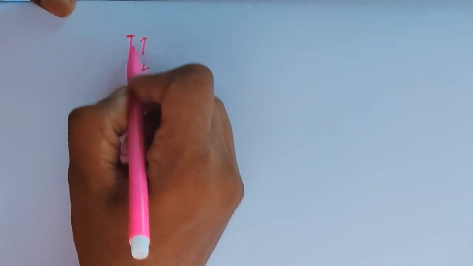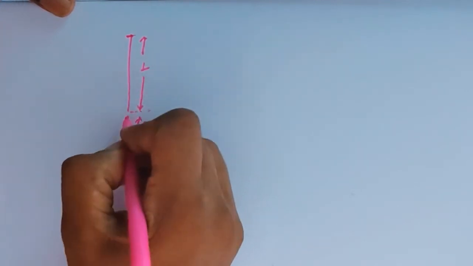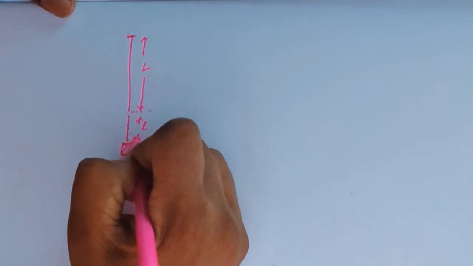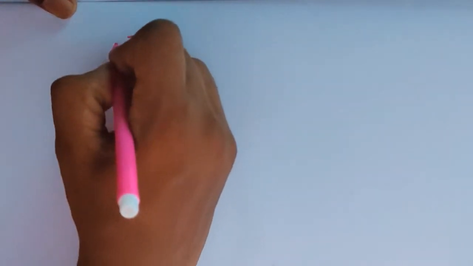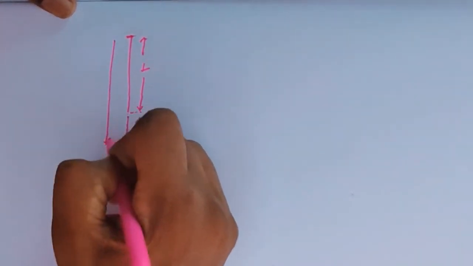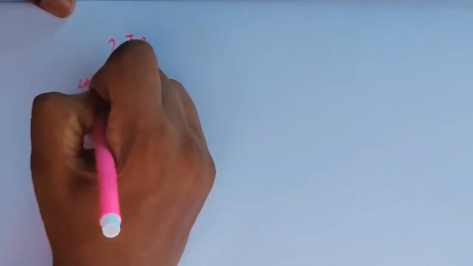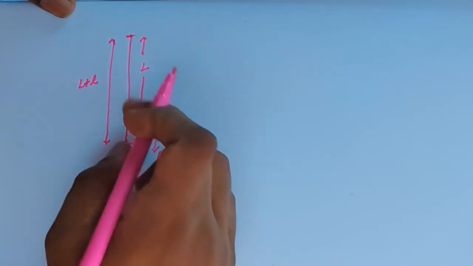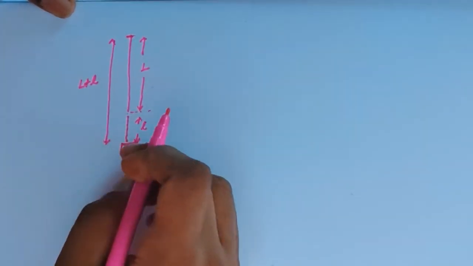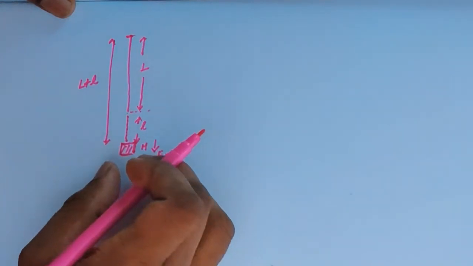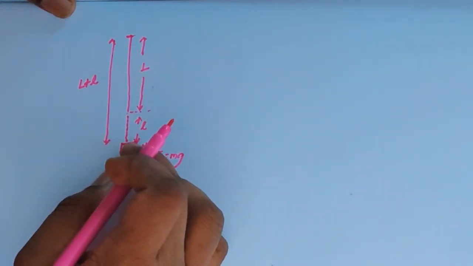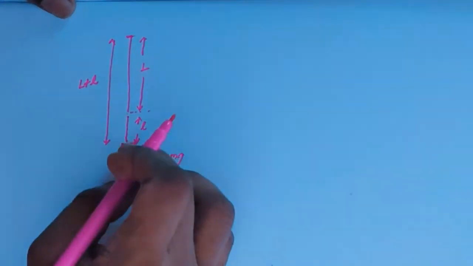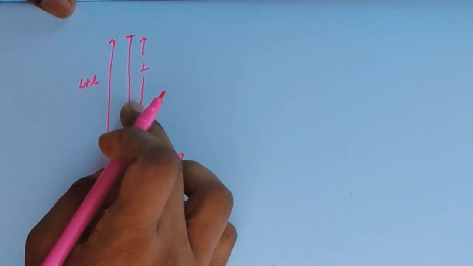Here L represents the wire length. After adding the weight of mass M, the wire got extended by the length small l. Now the total length of the wire will be equal to L plus small l. So after adding the mass, the wire got stretched. Here at this point the energy has been stored because the wire is elastic. After removing the mass, the wire will retain its original length.